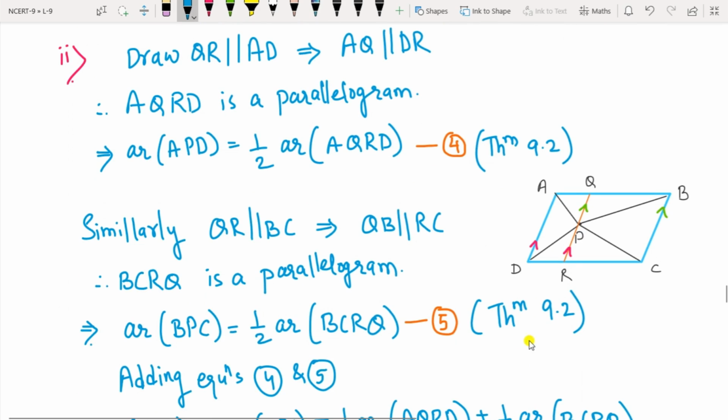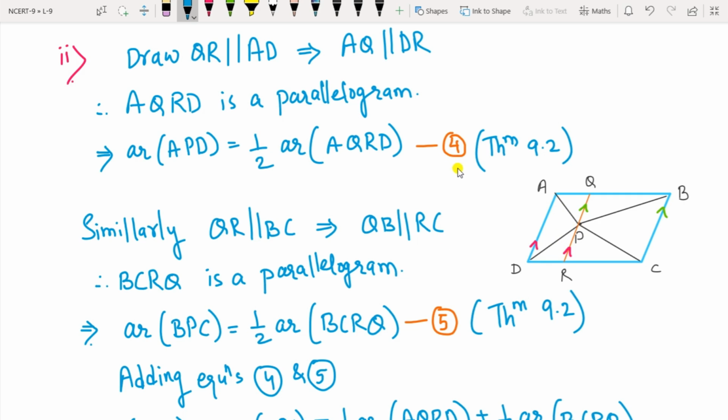Second part is you have to draw QR parallel to AD and BC. The same thing that you did above. Now you have to draw the vertical parallel line. So in this case also, this is the parallelogram. You have to prove that AD is parallel to QR, and therefore this is the parallelogram, and therefore the area of APD will be half of this whole parallelogram. That is your equation number 4 here.